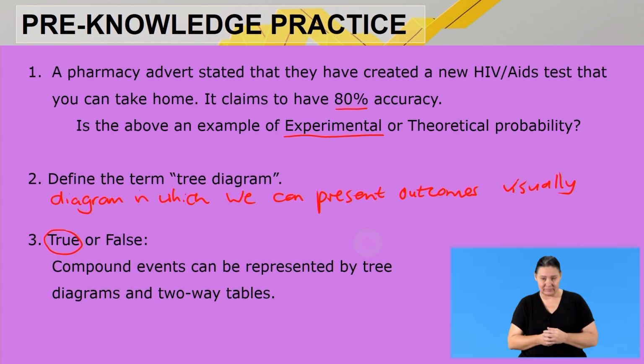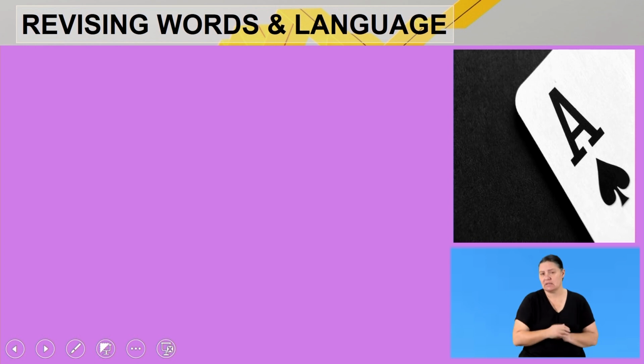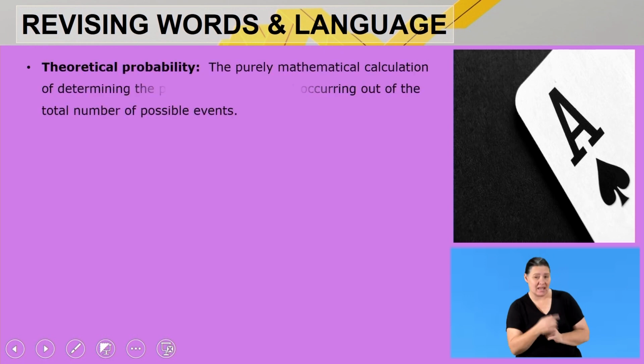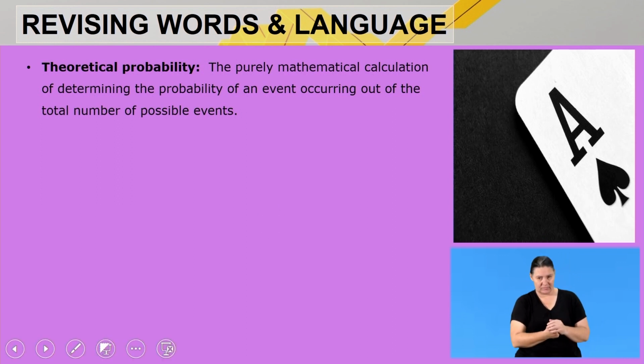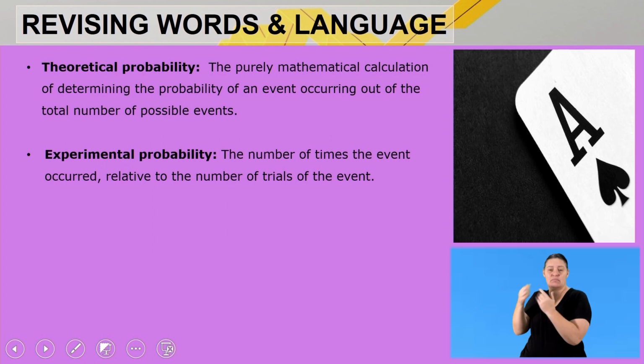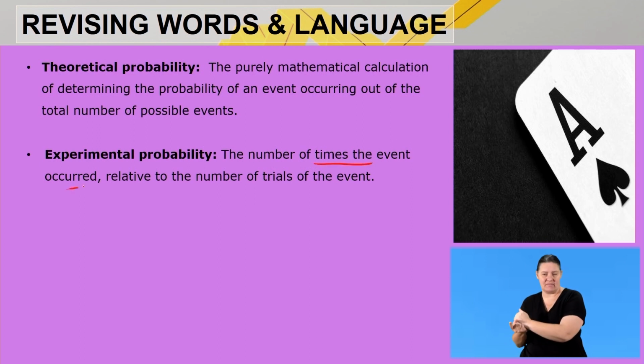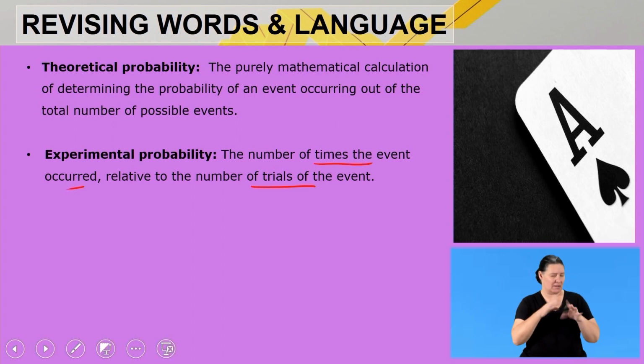Okay, let's look at what else will be important to you. So now we're going to look at important words related to probability. So first up, I indicated here that theoretical probability is the purely mathematical calculation of determining the probability of an event occurring out of the total number of possible events, right? Then, opposite of that is your experimental probability. So here we look at the number of times the event occurred relative to the number of trials of the event. Okay, I know at this moment in time it's a mouthful, but we'll put all of this into practice.